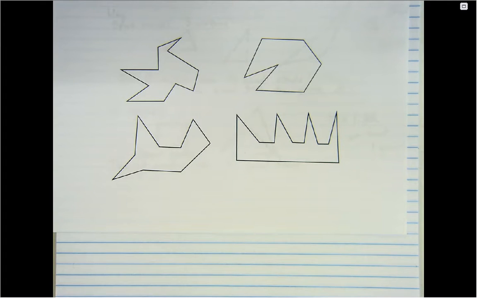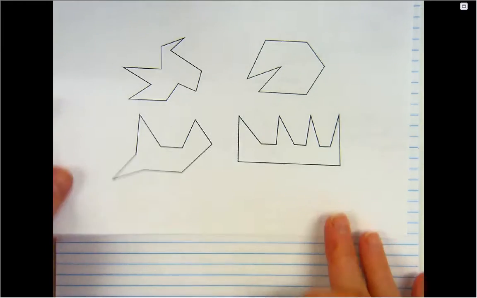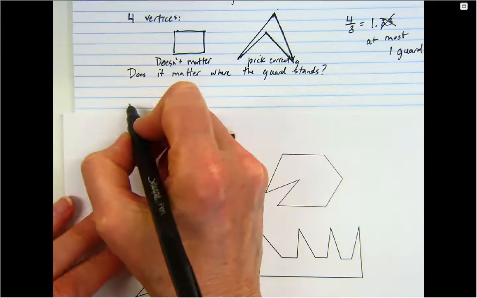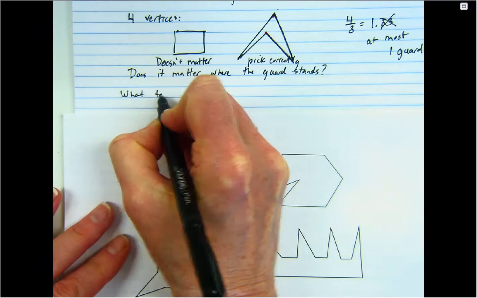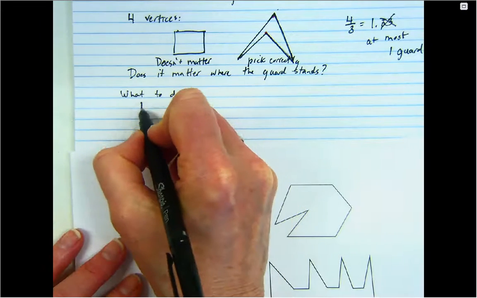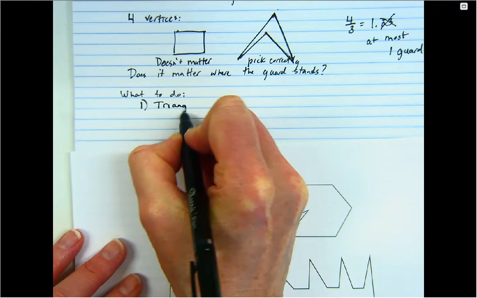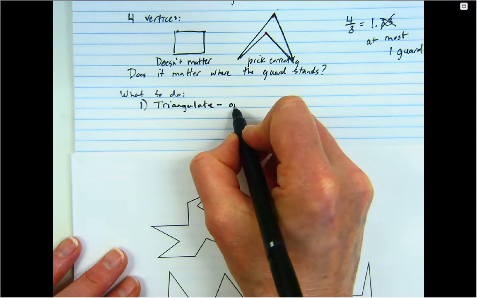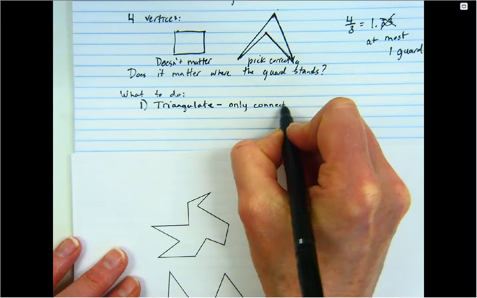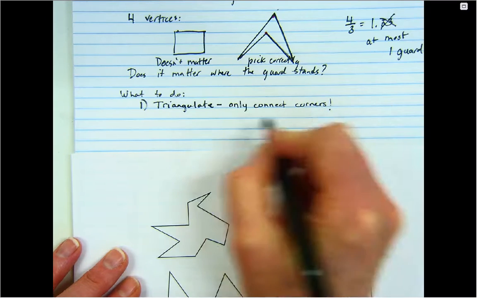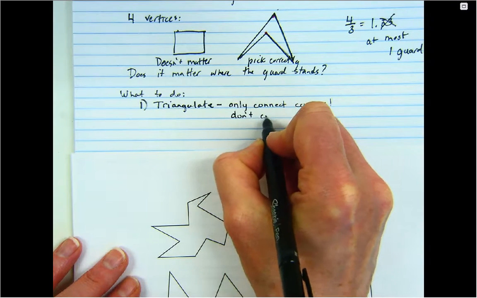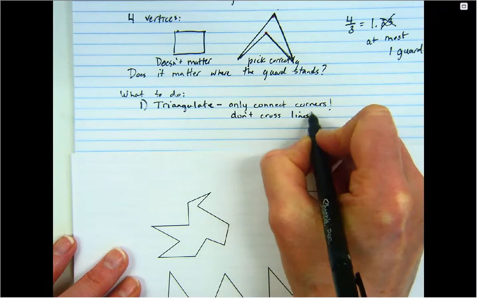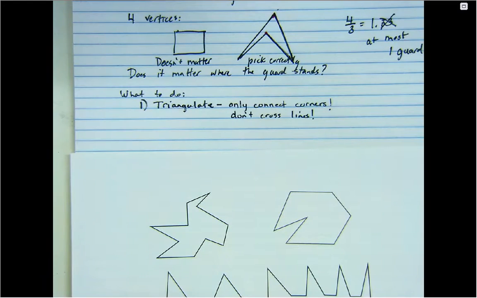And we're going to write down what we need to do on these, okay? We need to triangulate. You need to triangulate carefully, okay? We want to only connect corners. Don't cross lines at all. That would introduce new vertices. And the theorem said don't do that at all. Don't introduce new vertices.